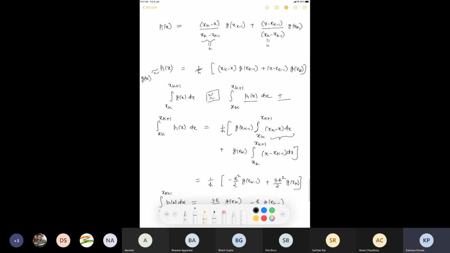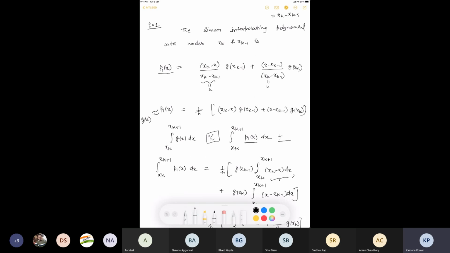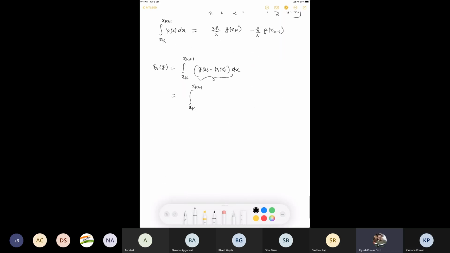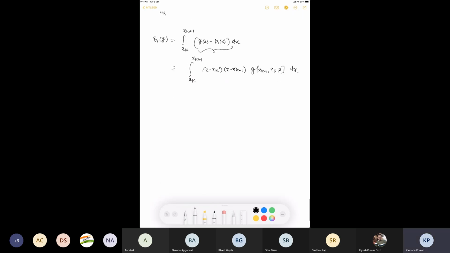So we have this as an interpolating polynomial. What is the error, the interpolation error in terms of the Newton's divided difference? (x minus xk) into (x minus xk-1), and then you will have the divided difference of g with the arguments xk-1, xk and x. Okay, so now to simplify, what do we do? The integral mean value theorem. So can we apply it here?